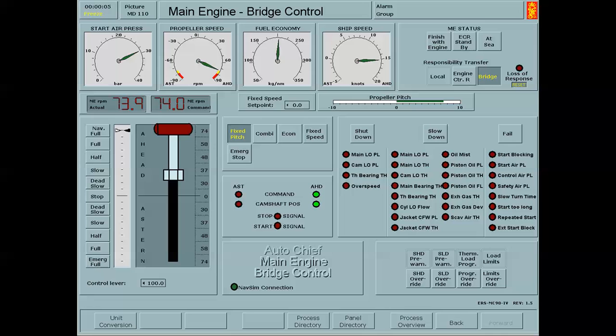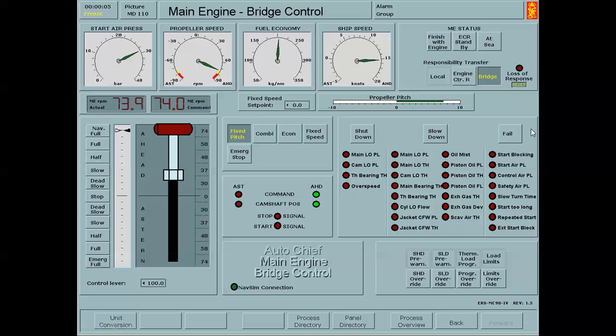So we're talking about you're out at sea, you're on bridge control. If the main engine lube oil pressure would suddenly drop below a certain threshold, the main engine would shut down automatically and would not restart until this had been cleared. So this is part of the architecture that would protect the engine in case of these problems.